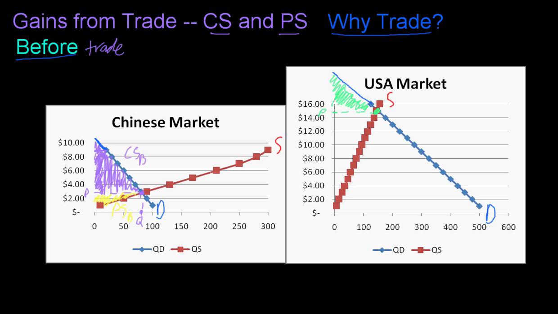That will be the consumer surplus before. And then let me grab a different color. This triangle will be the producer surplus in America before. So all of that should be a review.